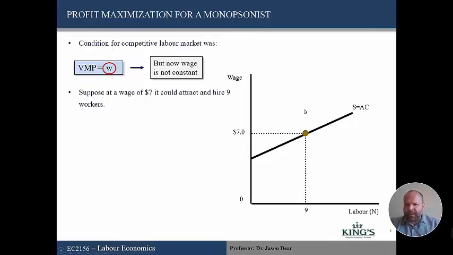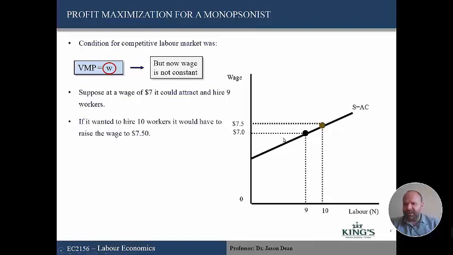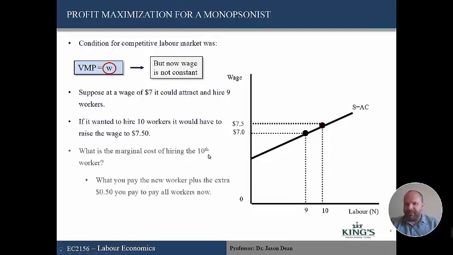Now, if this firm wanted to hire an additional worker, say 10 workers instead of 9, the supply curve would tell us that the wage would have to be increased to $7.50. So they need to increase it 50 cents to attract that last unit of labor, but they've got to pay everyone $7.50.